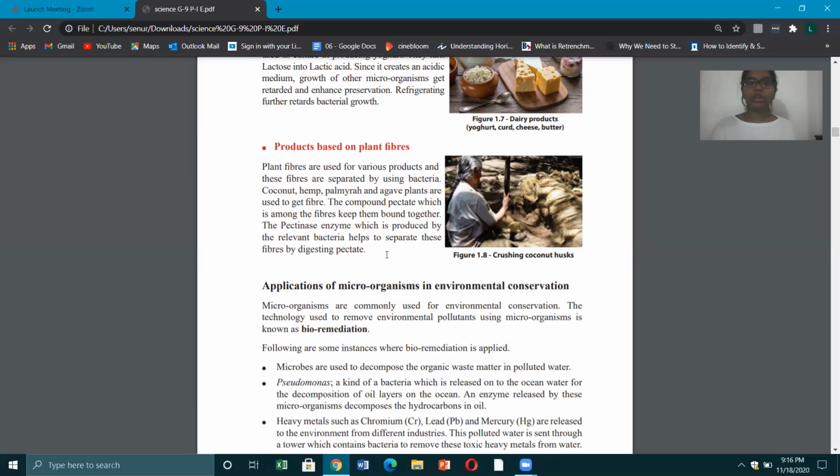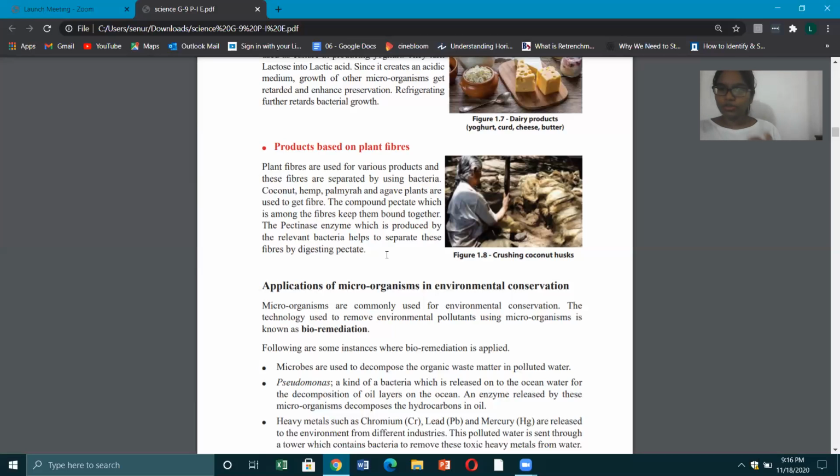But now what do we want to do? We have to break the bonds in between these fibers in order to separate them. Think of these plant fibers as being tightly bound together. Now we need to separate them. How can we separate? By using a bacteria.